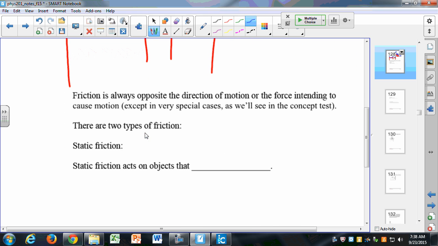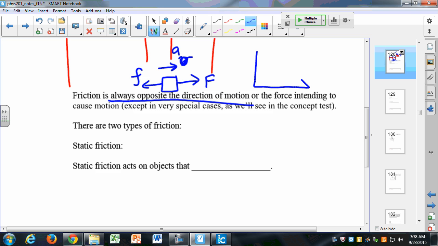Now, friction is always opposite the direction of motion, or opposite the direction that you intend the motion to be, or that the object would tend to move. So for example, if I have an object and it's moving in this direction with a velocity, or we'll say that it's accelerating in this direction, then I have a certain force that's acting in this direction. The frictional force will be opposite the direction of motion.